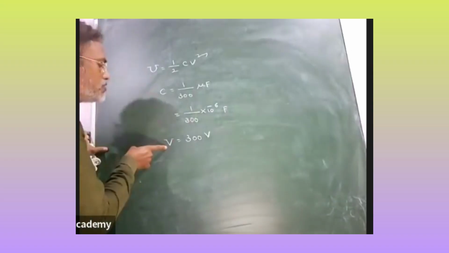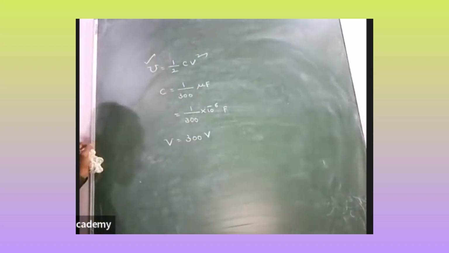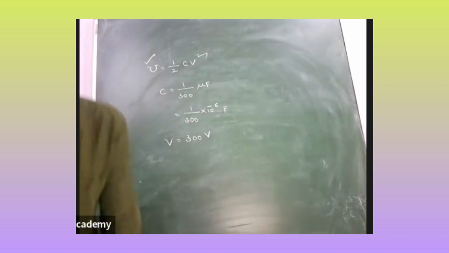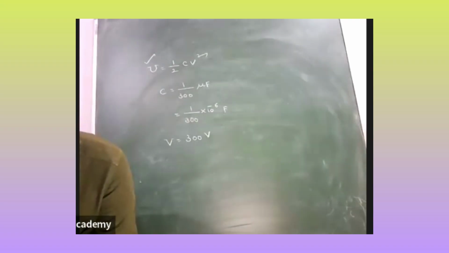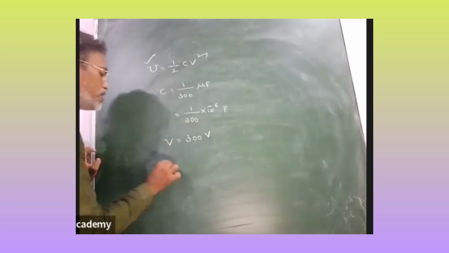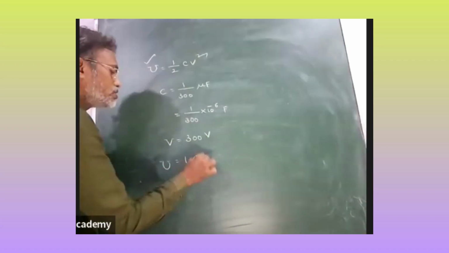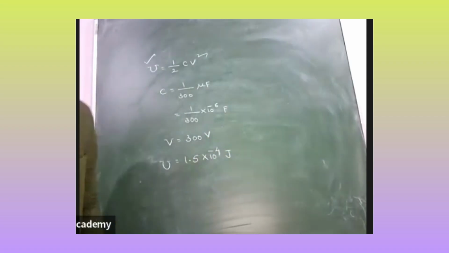So C is given, V is given, potential is given. Take the formula, U is equal to half CV square, and thereby you will get the value, right? So the answer is 1.5 into 10 power minus 4 joules. Right? Another problem.